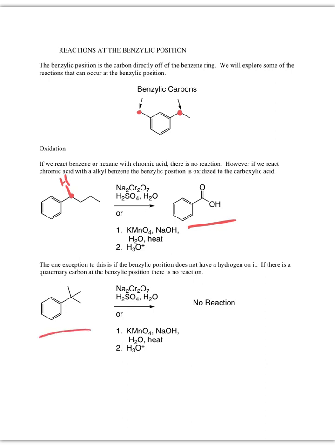If we do it to t-butylbenzene, there is no reaction because there is not a hydrogen right off of the ring. It's a free radical reaction. You have to have a hydrogen there to start the process. So t-butylbenzene is no reaction. We have to have one hydrogen. If we had isopropylbenzene, it would react because there is one hydrogen on that carbon.